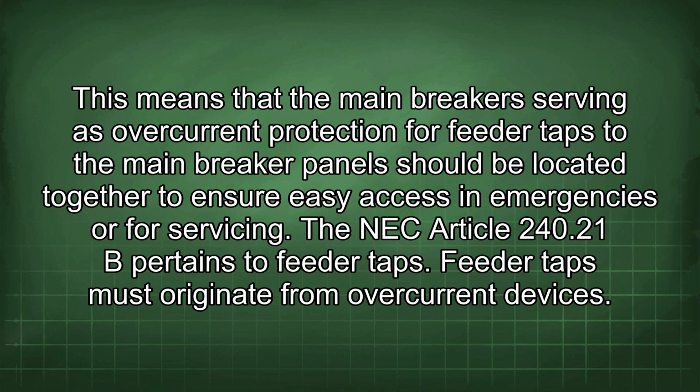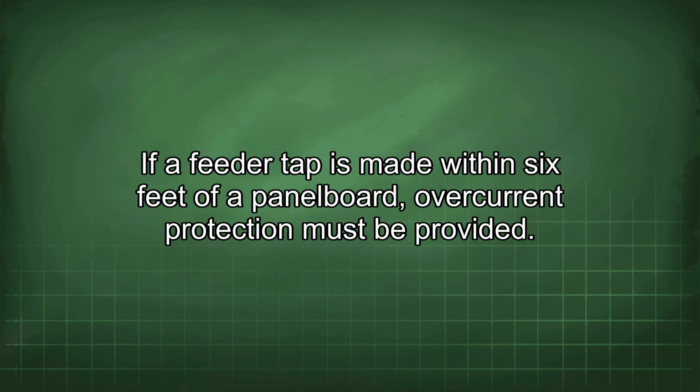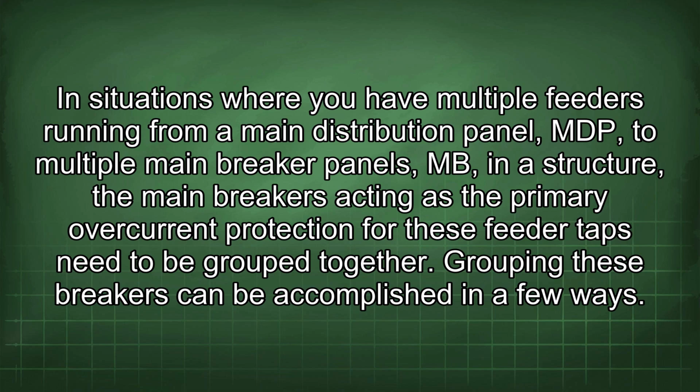The NEC Article 240.21b pertains to feeder taps. Feeder taps must originate from overcurrent devices. If a feeder tap is made within 6 feet of a panel board, overcurrent protection must be provided. In situations where you have multiple feeders running from a main distribution panel, DP, to multiple main breaker panels, MB, in a structure, the main breakers acting as the primary overcurrent protection for these feeder taps need to be grouped together. Grouping these breakers can be accomplished in a few ways.